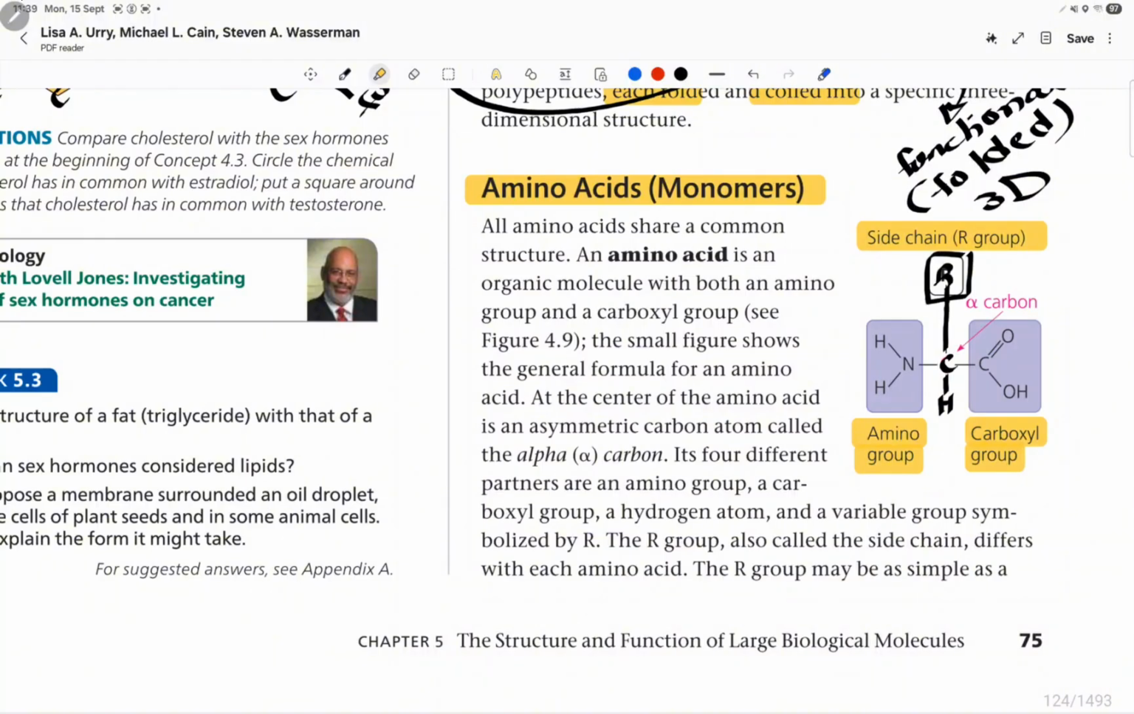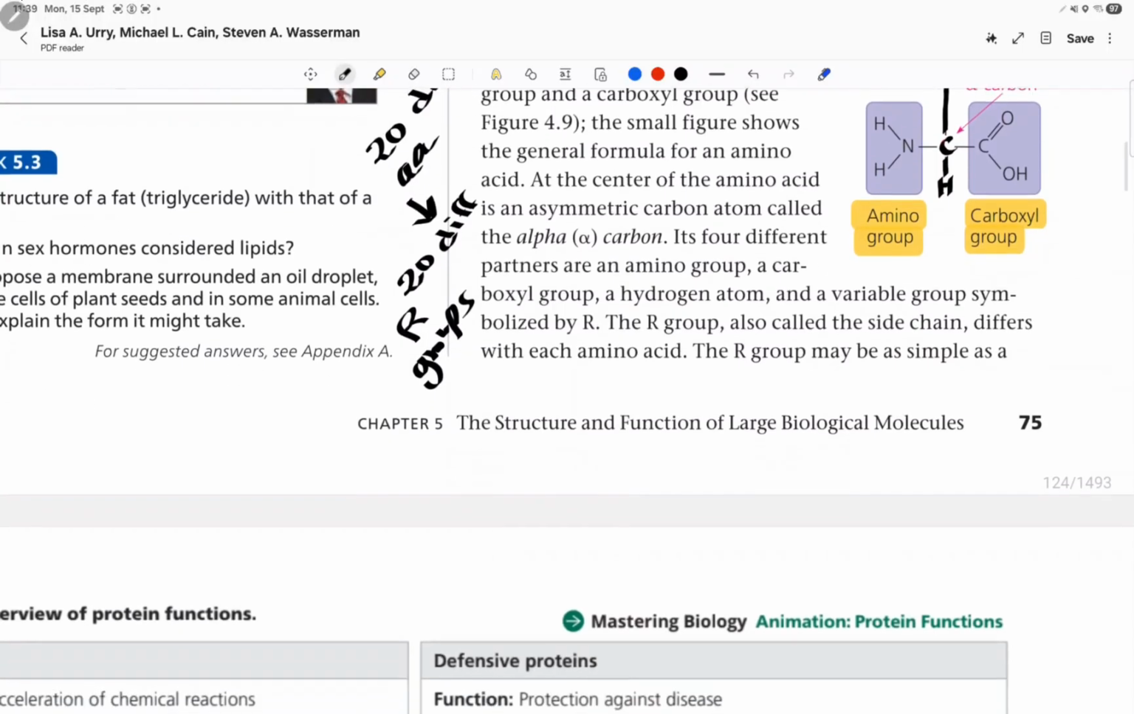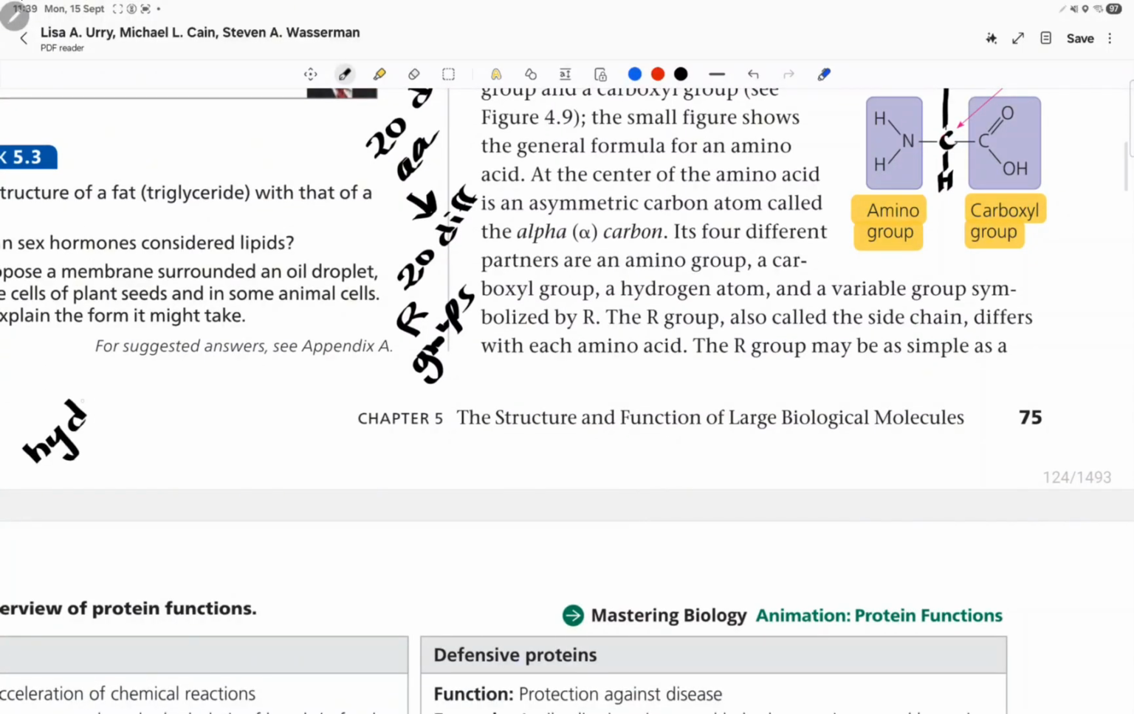And because we have 20 different amino acids, that basically means we have 20 different R groups, because R groups ultimately tell you what amino acid we are talking about. Okay, so some amino acids will be hydrophilic. That means that they like the water. Some will be acidic hydrophilic. Some will be basic hydrophilic. Some will be neutral hydrophilic. And some will be simply hating the water, which we refer to as hydrophobic.